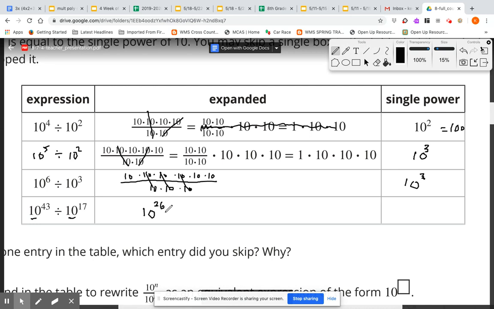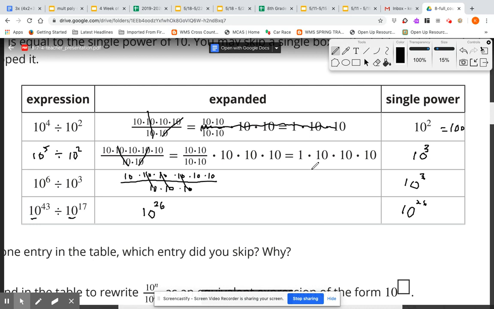So guys, no one wants to multiply this out. No one wants to expand 10 to the 26th. That would be 10 times 10 times 10, all the way through. No one wants to do that. That's why we can write it as a single power, 10 to the 26th power. So this rule, the rule of division, is when dividing, if the bases are the same, you keep the base and subtract your exponents.